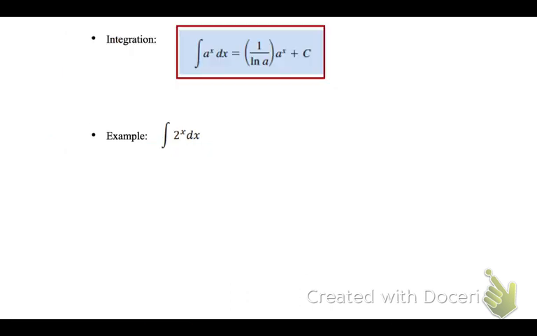So, integration, here it is. Integration of a to the x dx is 1 over the natural log of a to the x, or I would just write it a to the x over natural log of a plus c. Doesn't that look better? Yeah.